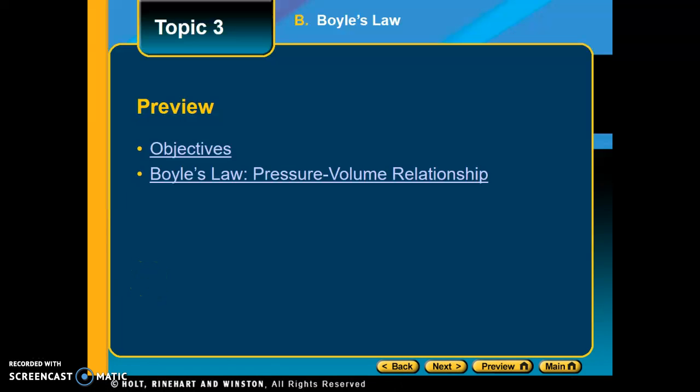In this unit, topic 3, you will see the relationship between pressure and volume for a gas at a constant temperature, and then also look at something called Boyle's law, which is a mathematical equation that relates pressure and volume of a gas at a constant temperature.